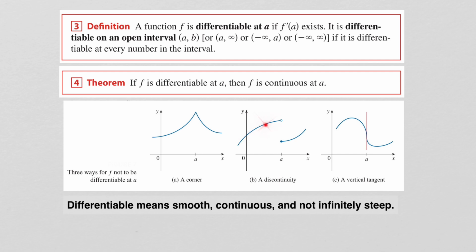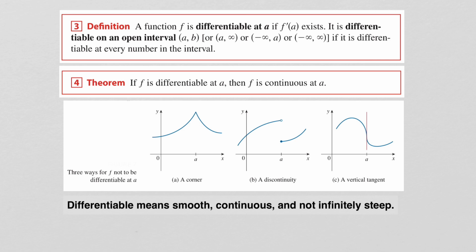Also, if your function is not continuous at a particular number, it cannot be differentiable at that number, because this theorem says if it's differentiable, then it must be continuous. So if it's not continuous, it cannot be differentiable. So if you have a gap like this, your function is not differentiable at that number.